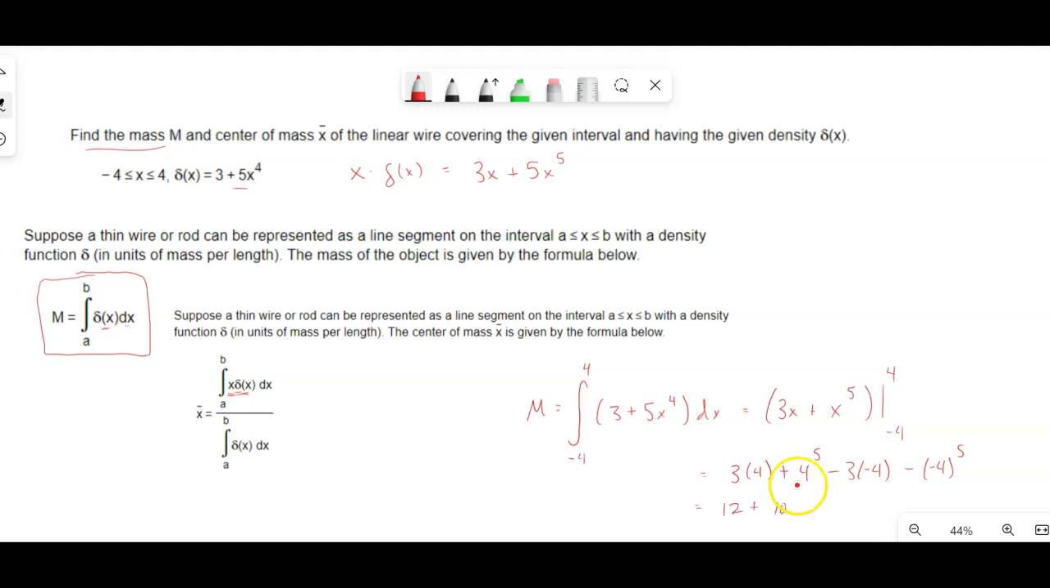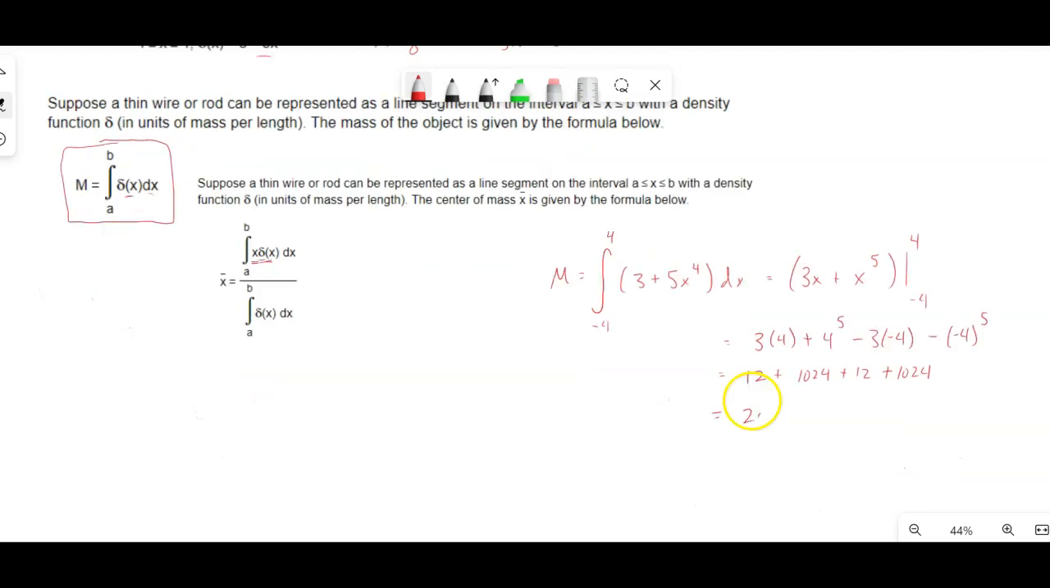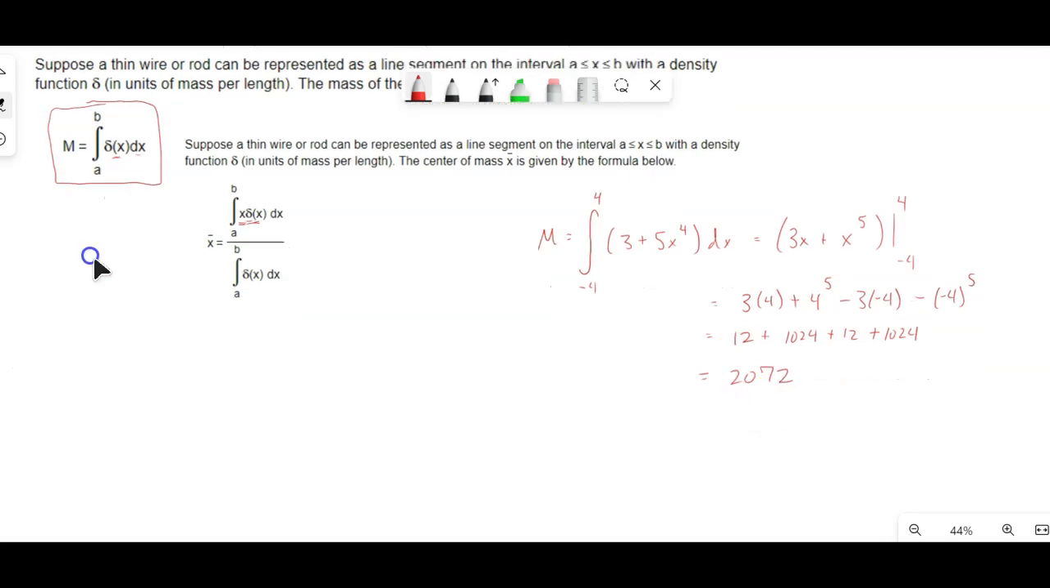4 to the fifth is 1,024. Minus a minus would be plus another 12. Minus a minus would be minus negative 1,024, so that'll be plus another 1,024. So all that ends up being 2,072. So that's the mass. That's also the denominator in this calculation.